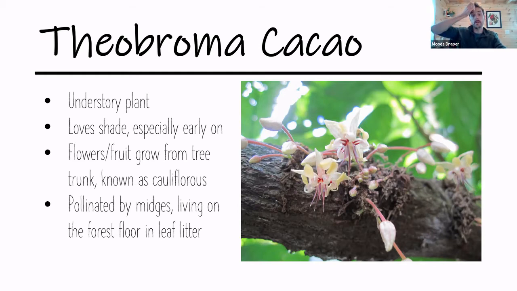And cacao is pollinated by an insect known as a midge. Midges live in the leaf litter on the forest floor. Again, if you think about its natural habitat, it would have been wild rainforest, lots of deep leaf litter. Midges thrive there and they pollinate. So on cacao growing farms these days, they need to make sure that there's a healthy ecosystem in place to ensure that pollination happens.